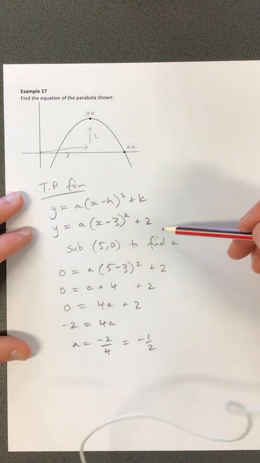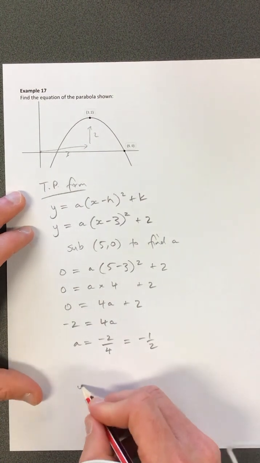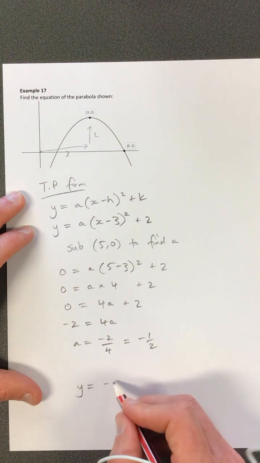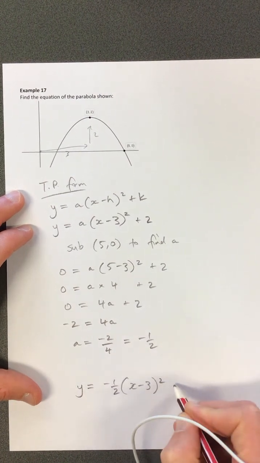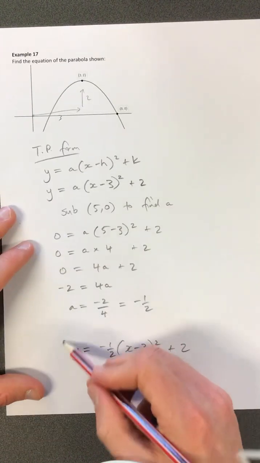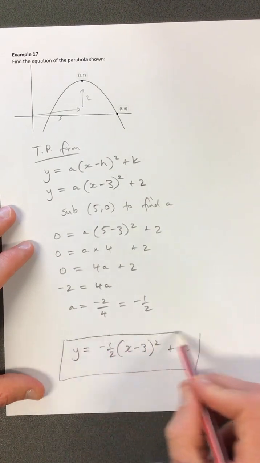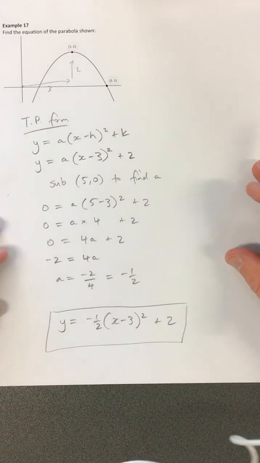And now we know all the bits of our equation. So again, write down your final answer nice and clearly. And that's the equation of our parabola.